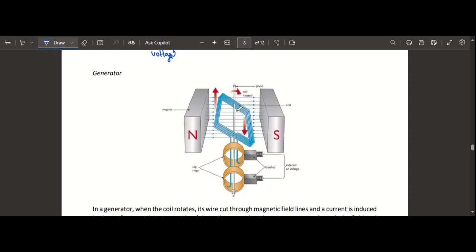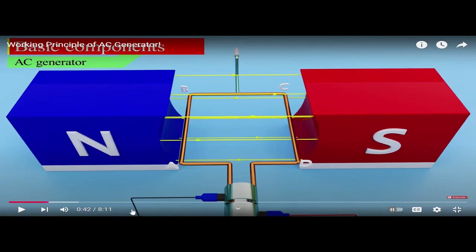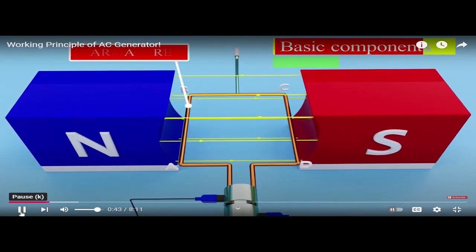Armature is the part of an AC generator which carries a current and consists of many coils of wire. Armature converts mechanical power to electrical power. Armature means simply the coil, okay? Just skip this part.